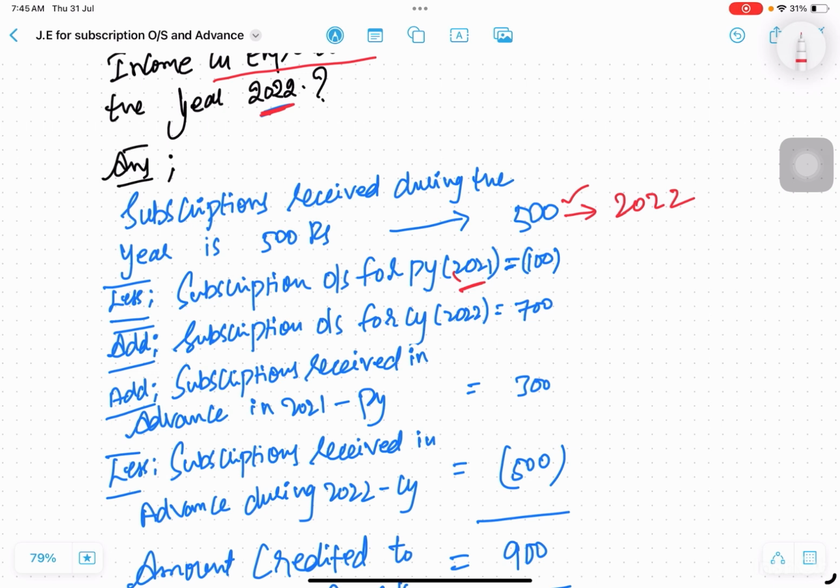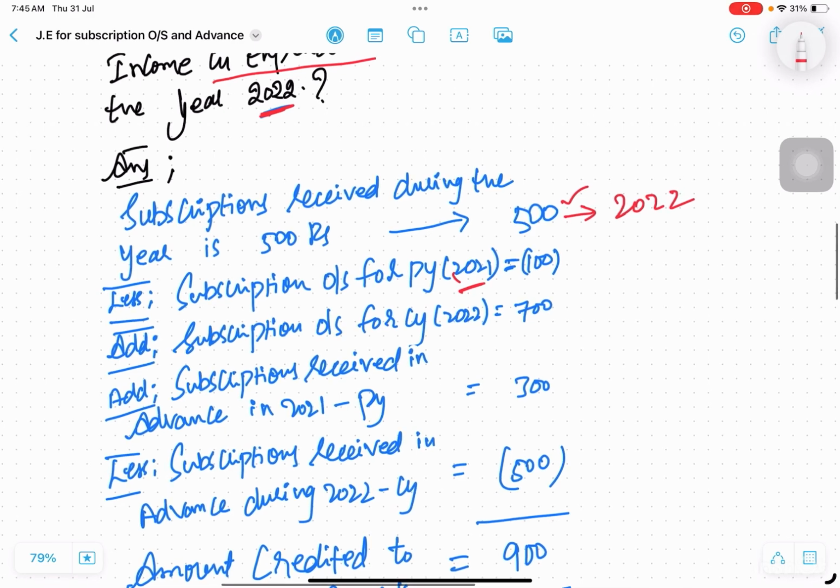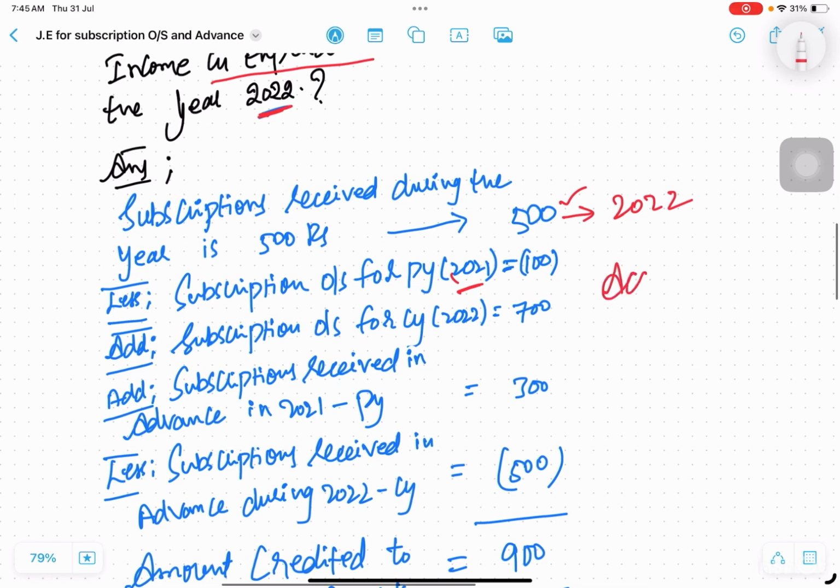Why we need to reduce it: for preparation of income and expenditure account we have to follow the accrual concept. Which concept do you have to follow? Accrual concept. What does accrual concept say? Whatever relates to that year only we have to present. Does this 100 rupees relate to 2022? No, this 100 rupees was received in 2022 but it is not relating to 2022 because it is relating to 2021.